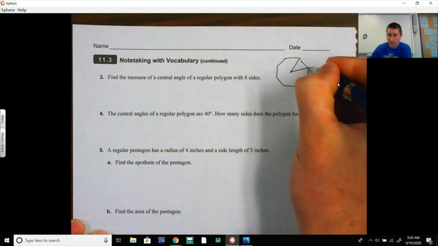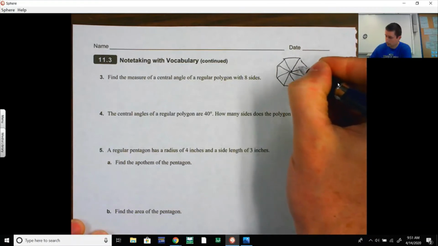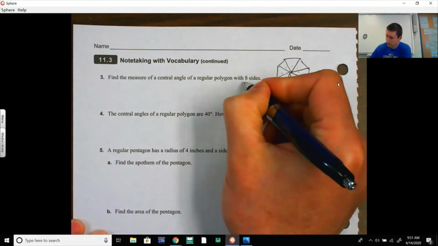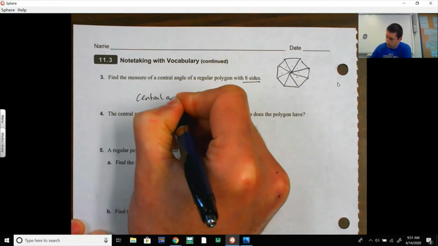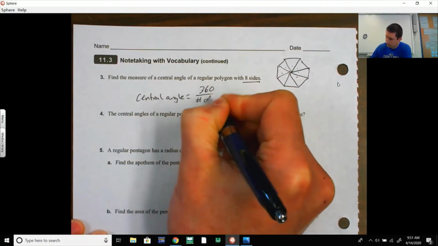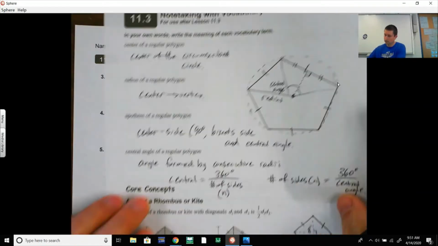Now remember, how many central angles do we have? 1, 2, 3, 4, 5, 6, 7, 8. We have 8 central angles, which matches the number of sides. So a central angle equals 360 divided by the number of sides. This is a formula we had earlier.